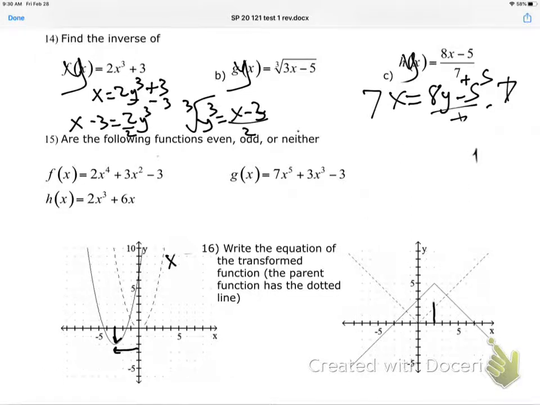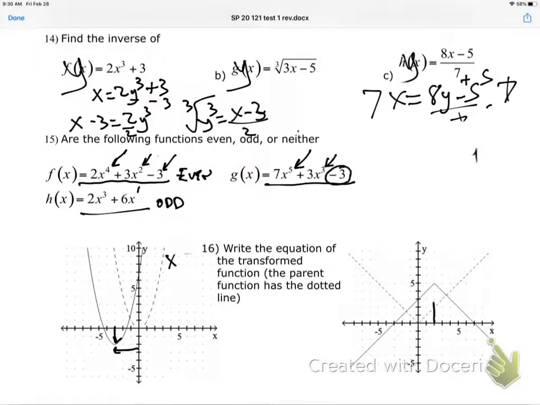Right, odd, even, and neither. Remember this? This is even because it's got even exponents, and this negative 3 is not going to affect it. If we put a 1 there, this is definitely odd. So that's even. That's odd. This is not odd, even though it looks like it might be. Remember, you can't have these with the odd functions.